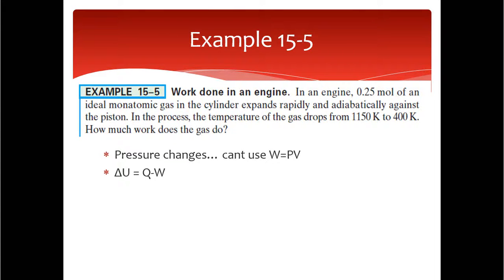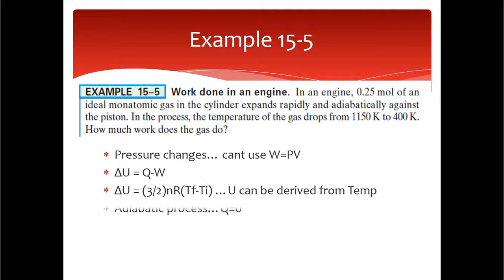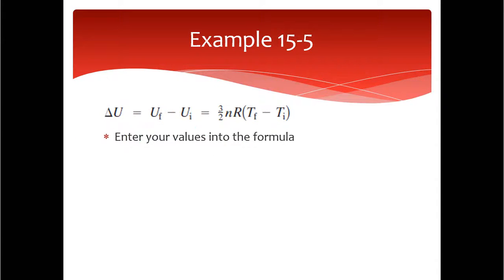The change in internal energy is equal to the heat added minus the work being done. Now, we can set delta U equal to its derivation from temperature, which is 3/2 nR times delta T. Delta T in this particular case is just TF minus TI. If it's an adiabatic process, your Q equals 0 because there's no heat lost or added, which results in this equation.